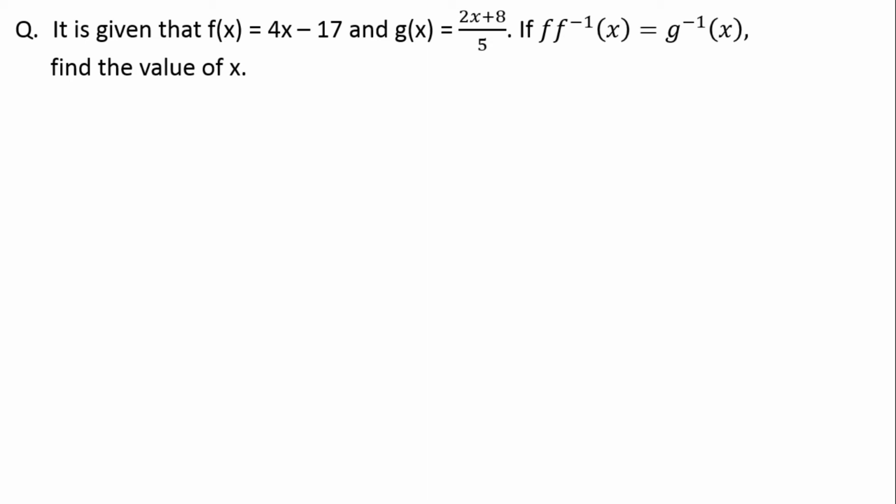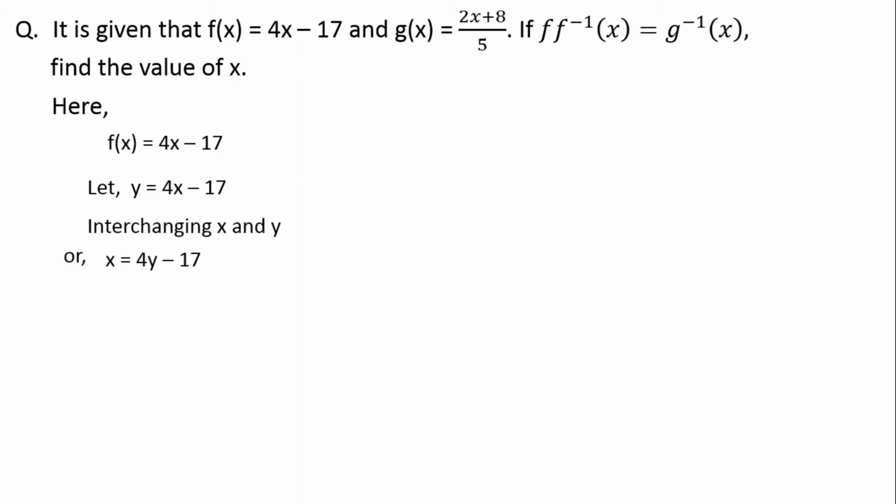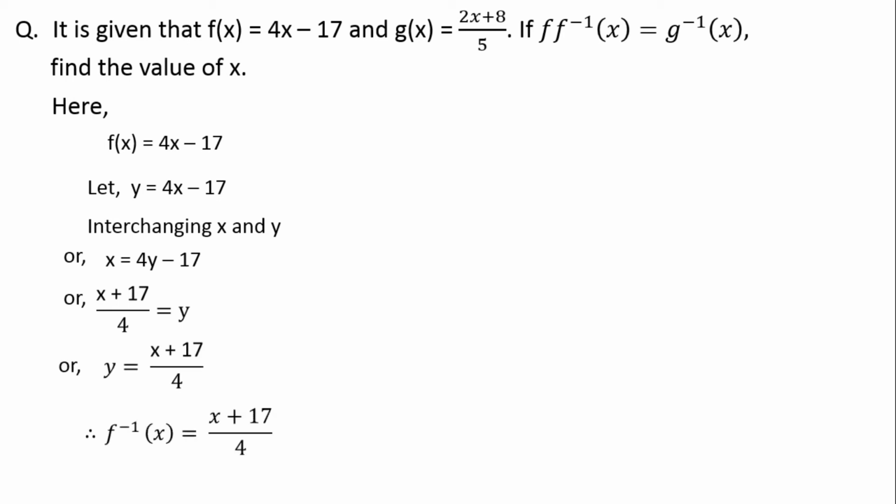So let's start. First we have to find the inverse of f(x). Write f(x) is equal to 4x - 17. So the first step, we let y is equal to 4x - 17. Then after that we have to interchange x and y. Then after interchanging x and y, we have to find the value of y. So changing the side of 17, changing the side of 4, y is equal to (x + 17)/4. So this is the inverse function of f.